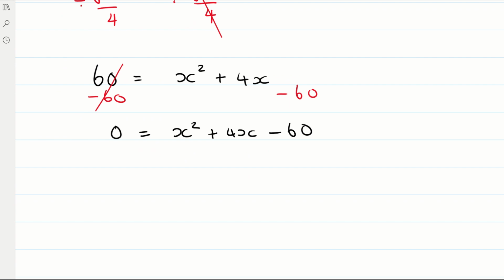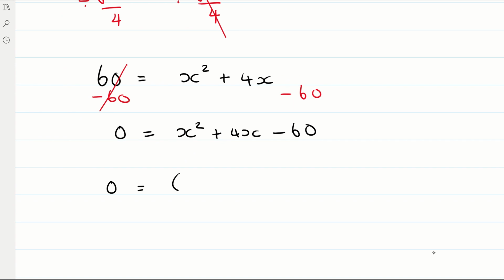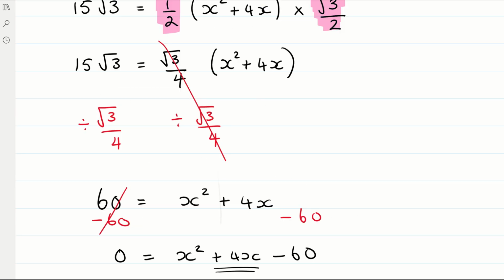And 60 is 10 times 6. So x and x, 10 and 6. And I want a plus 4x, so plus 10 minus 6. So x is either negative 10, which it can't be, or a positive 6.